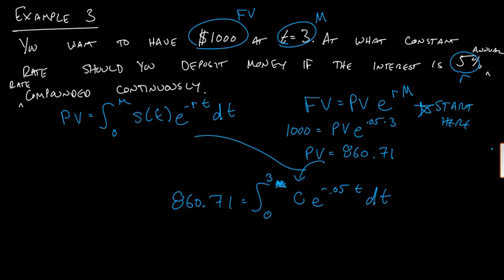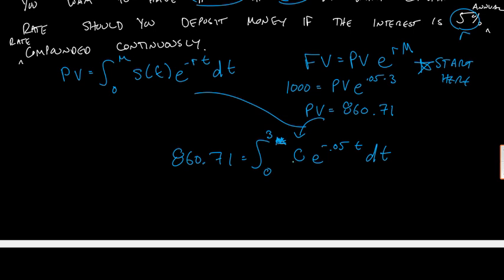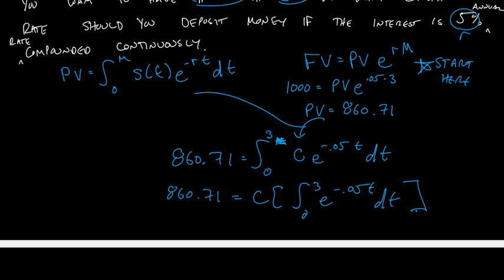So from here, I can actually do this in my calculator if I remember that when I multiply by a constant value, I can pull that out. So I'll have 860.71 is equal to C times the integral of 0 to 3 e to the negative 0.05 t dt, and then I'll end that square bracket. So this thing in the brackets, you should do this in a calculator. All right, this is one you could actually do by hand.